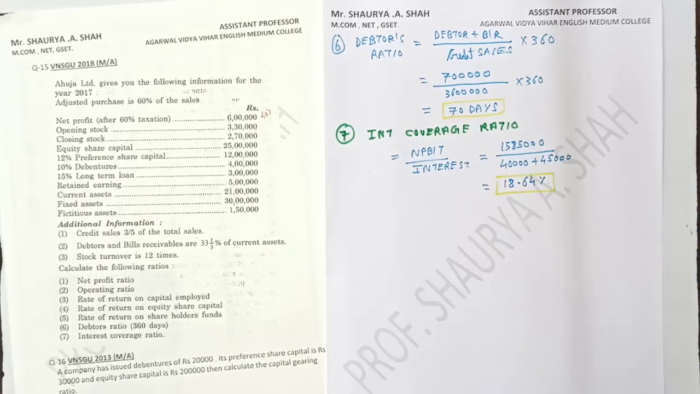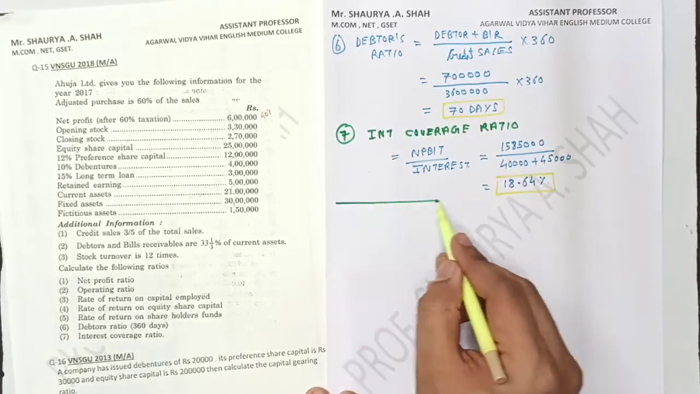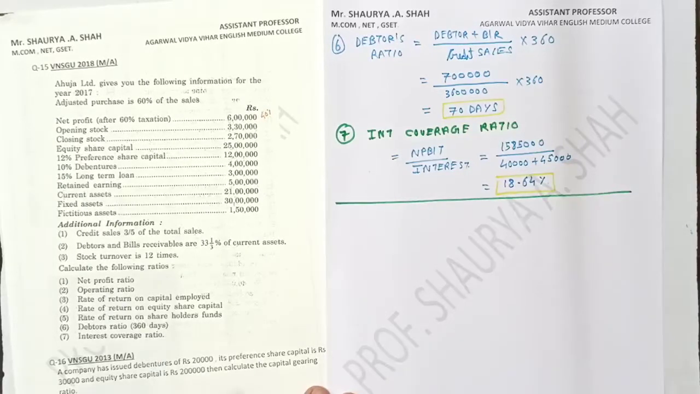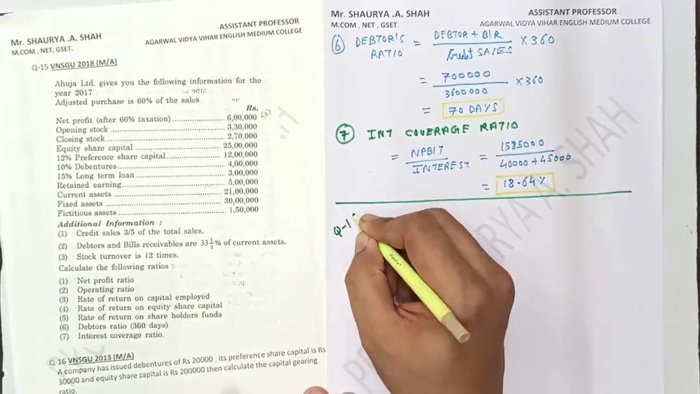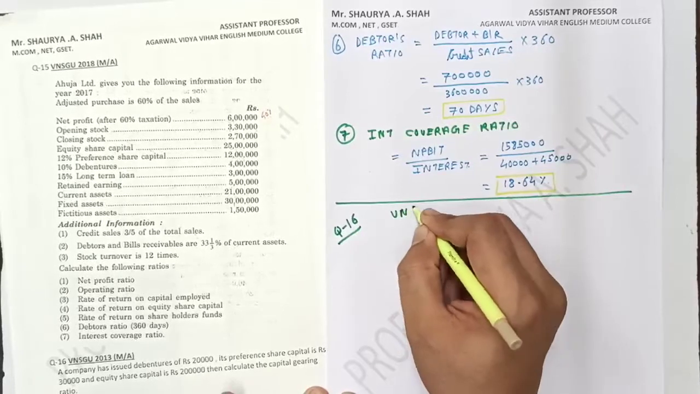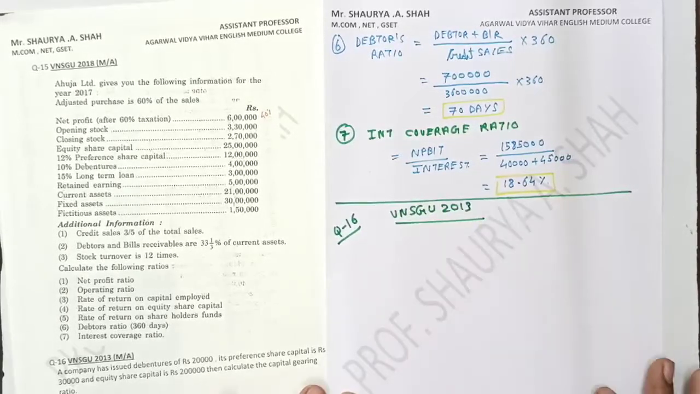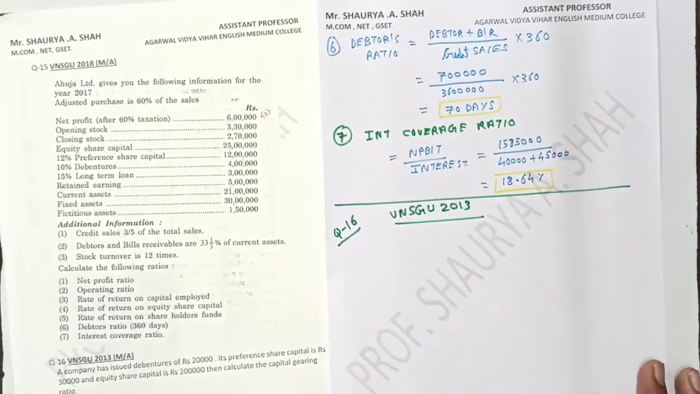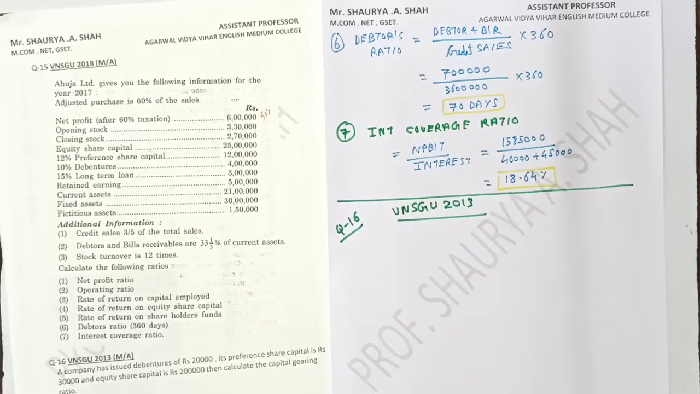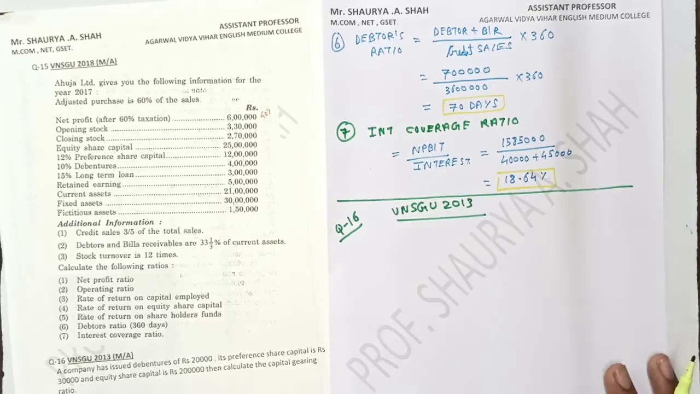Moving on to question number 16, right? The short sum which I have given, again it is your VNSGU 2013 sum. Question number 16. The very first thing they have given is a company has issued debentures of 20,000. Its preference share capital is 30,000 and equity share capital is 2 lakh. Then calculate the capital gearing ratio, right?